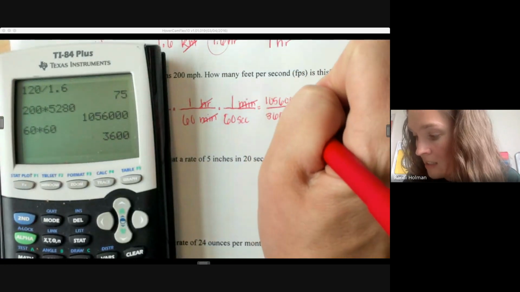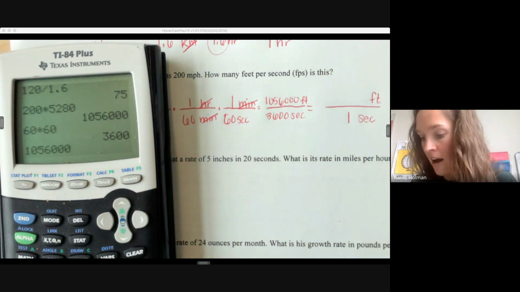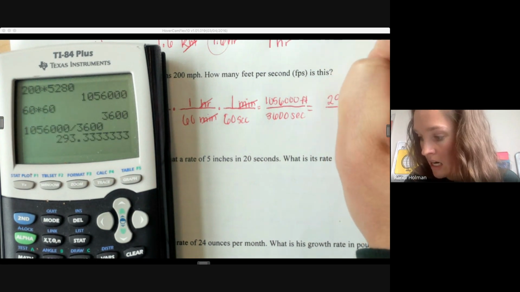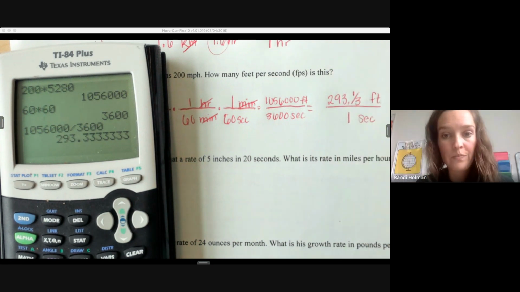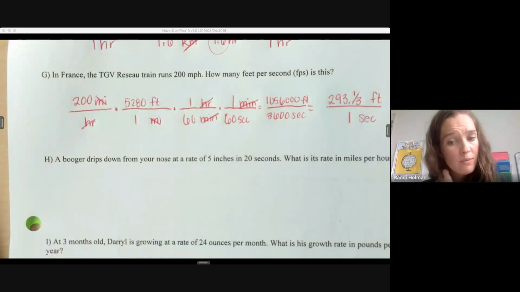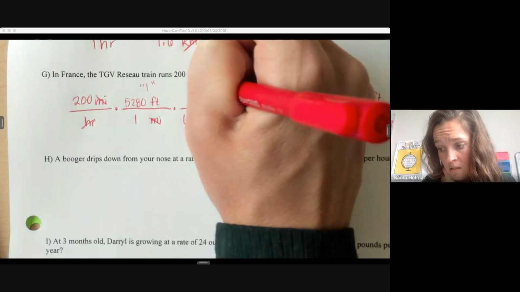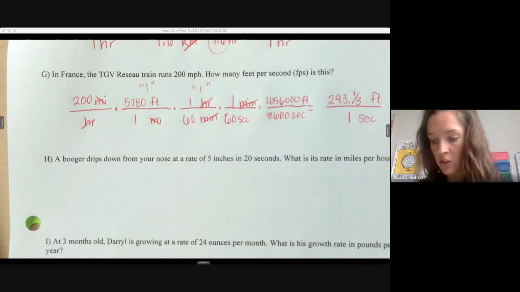3,600 seconds, but I want feet per 1 second. So let's take this divided by 3,600 and we get 293.33 or 293 and 1/3 feet per second. Okay, so we're just methodically going through multiplying by these ones, right? These things are equal to each other, so we can exchange them using that conversion rate.